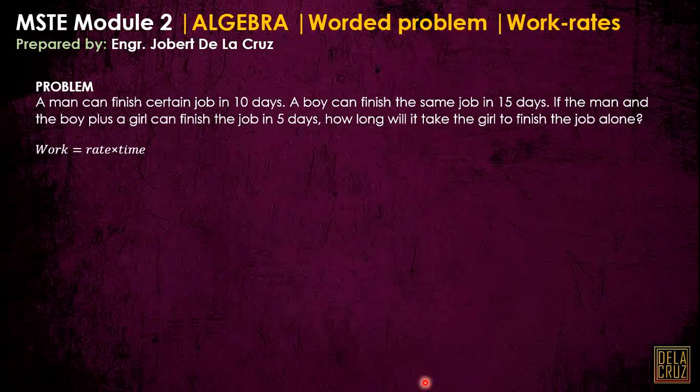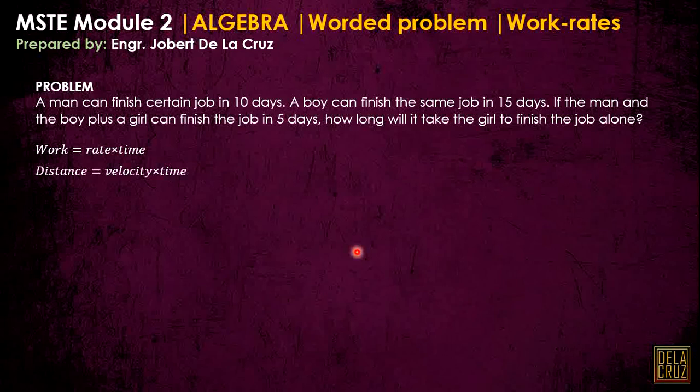Okay, so the basic formula: work is equal to rate times time. Or sometimes it is expressed in terms of velocity. Rate is a velocity in terms of distance, and distance is equal to velocity times time. Yung distance dyan, yan yung nag-represent sa work dito. Well anyways, let's solve muna ito.